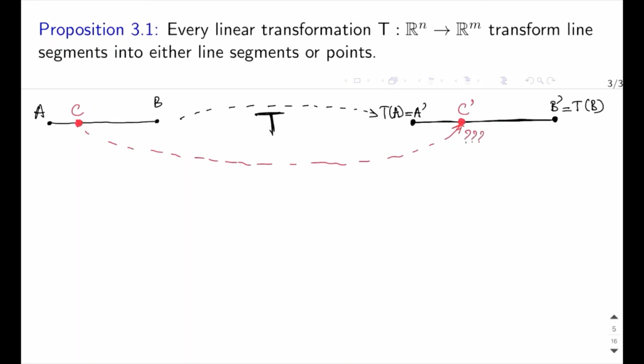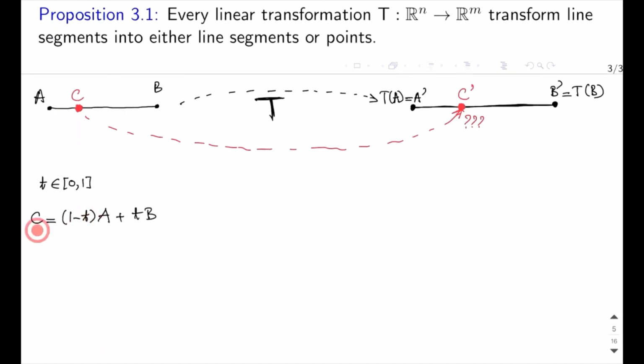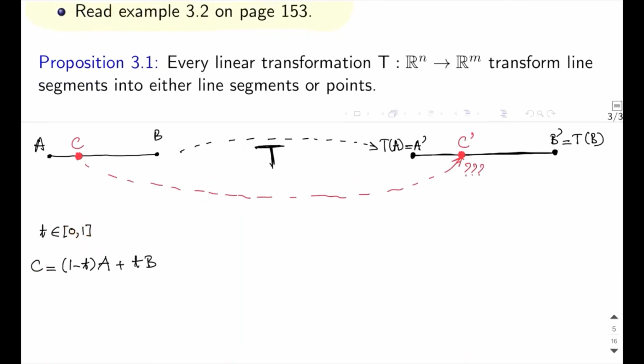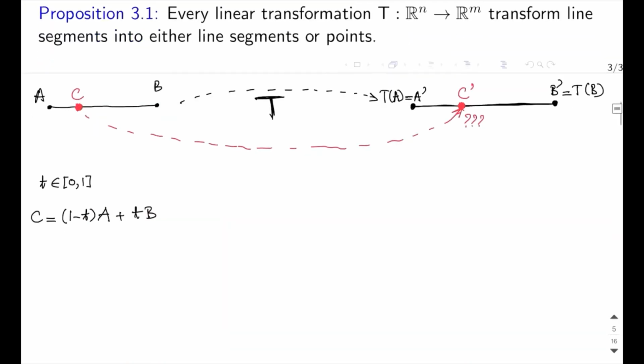Intuitively, this should be true. If a point C is in the middle of A and B, then there will be some number t in between 0 and 1 that will represent the C as (1 minus t) times A plus t times B. When t is 1, C coincides with B. When t is 0, you get C coincide with A. And for example, if t is 1/2, then you will have 1/2 of A and 1/2 of B. That means the middle point.